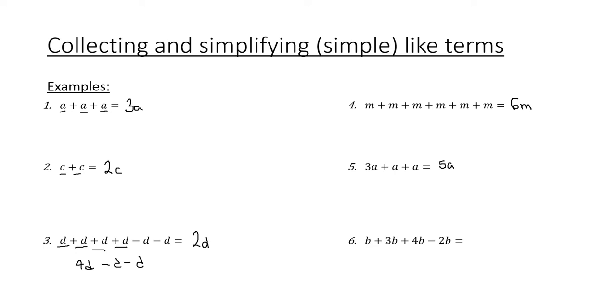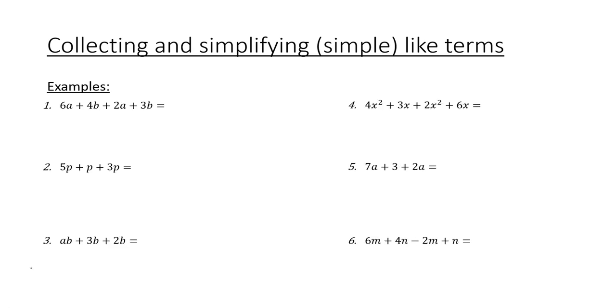And then we've got b plus 3b plus 4b minus 2b. These are all like terms as well because they've got the same unknown variable, nothing else is happening to it. So we'll split it up. b plus 3b gives us 4b. Then we're going to add on 4b, so 4b plus 4b gives us an answer of 8b. And then we're going to do that final part of take away 2b, giving us an answer of 6b.